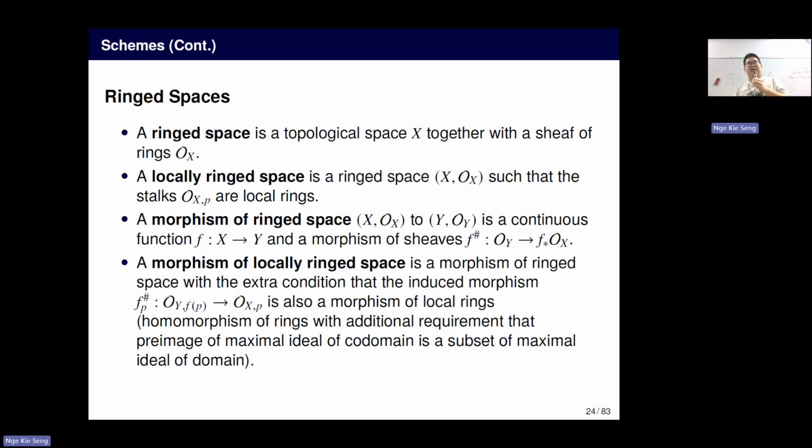And a morphism of locally ringed spaces is basically a morphism of ringed spaces with the condition that the morphism of sheaves induces a morphism on each of the stalks. The induced morphism is also a morphism of local rings itself, which is basically just a morphism of rings, but the pre-image of the maximal ideal of the codomain should be a subset of the maximal ideal of the domain.